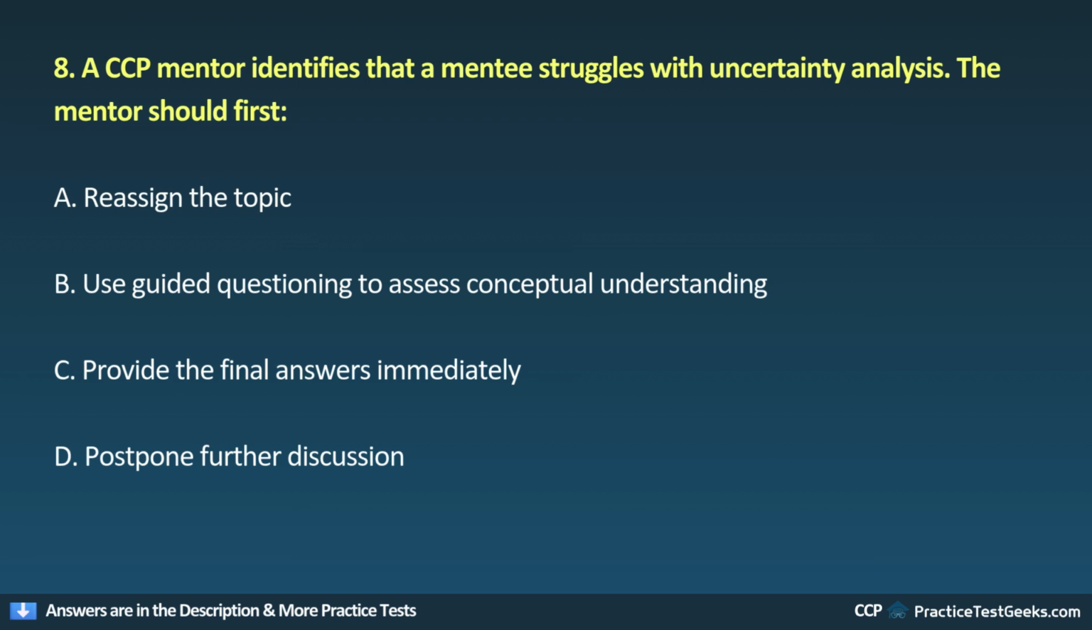8. A CCP mentor identifies that a mentee struggles with uncertainty analysis. The mentor should first A. Reassign the topic. B. Use guided questioning to assess conceptual understanding. C. Provide the final answers immediately. D. Postpone further discussion.